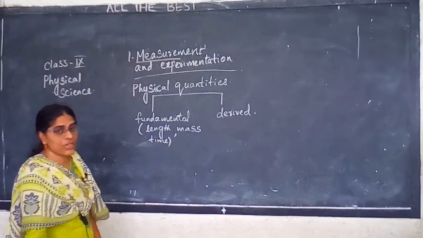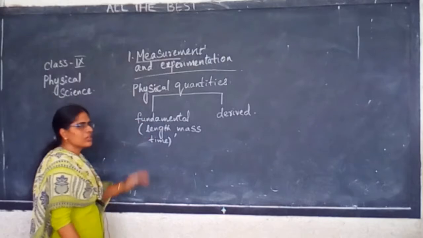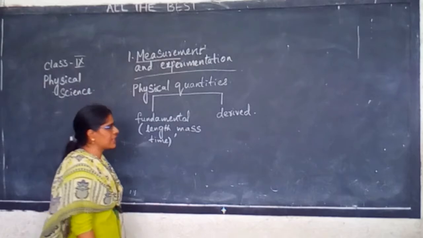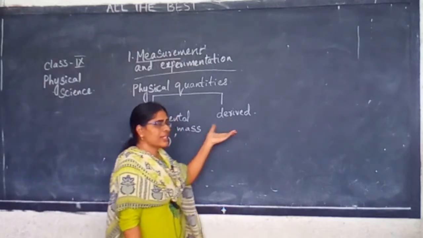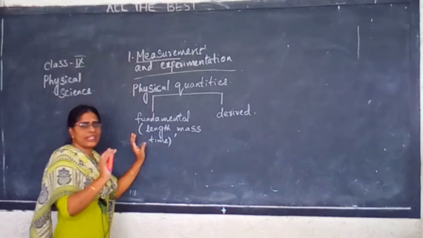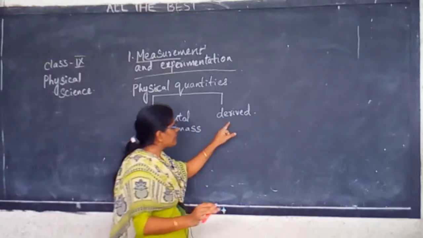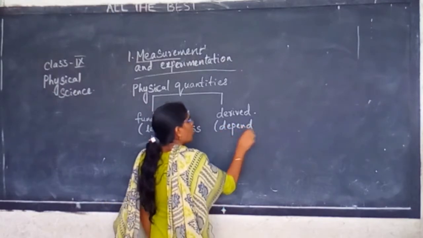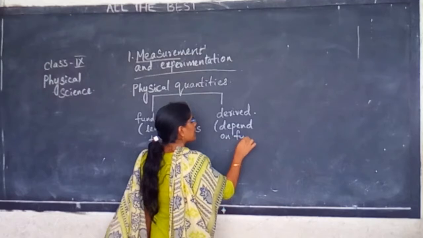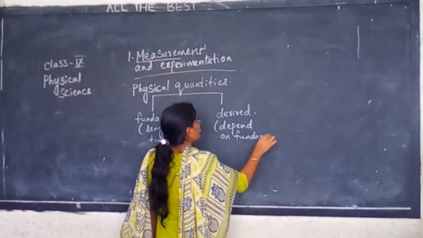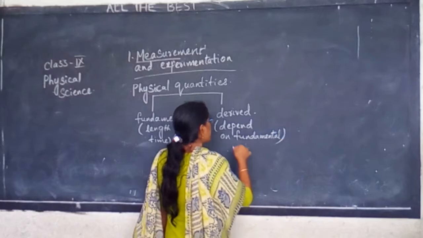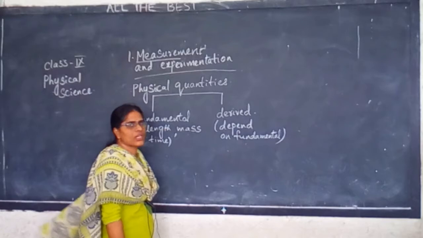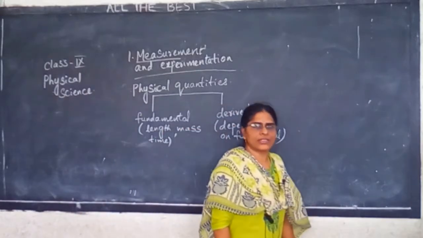Afterwards, we have 7 fundamental physical quantities. Today we will learn length, mass, time are the fundamental physical quantities. What I said, they won't depend on any other quantities. But derived quantities, they depend on fundamental quantities. Derived quantities always depend on fundamental quantities. Fundamental quantities, they won't depend on any other quantities.